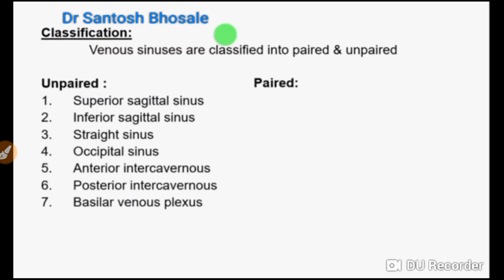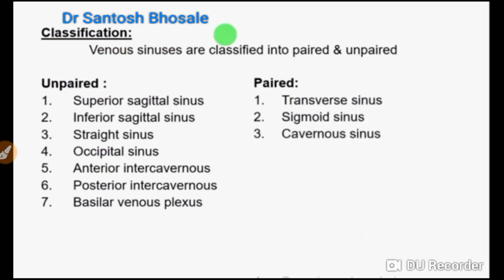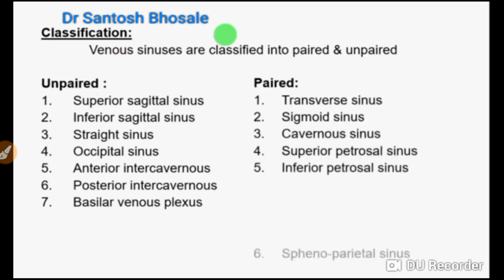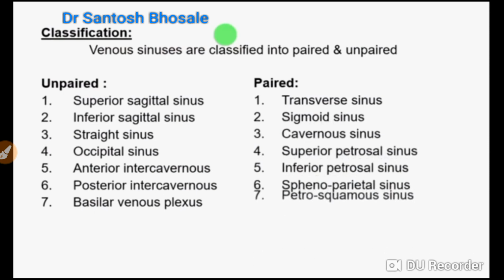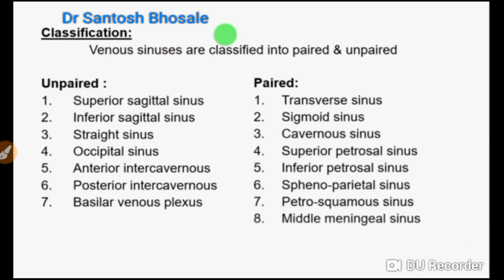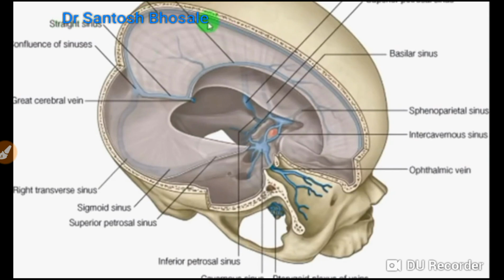And they are mainly classified into two types, unpaired and paired. Unpaired are superior sagittal, inferior sagittal, straight, occipital, anterior and posterior intercavernous, basilar, and they lie in the midline, sagittal plane. Whereas paired are transverse, sigmoid, cavernous, superior and inferior petrosal, sphenoparietal, petrosquamous, and middle meningeal.